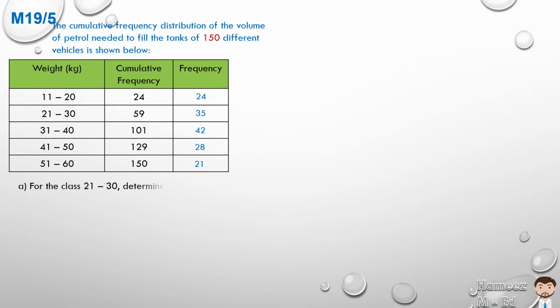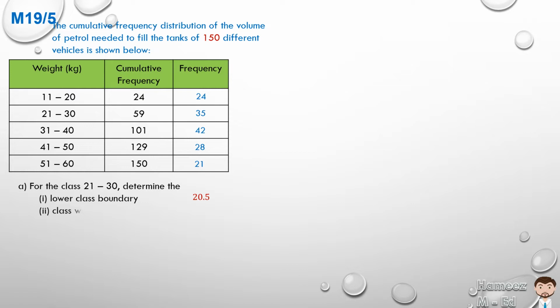For part A, for the class 21 to 30, determine the lower class boundary. So 21 to 30 would be our second interval, and we can see there that 21 is our lower limit. If we're looking for our lower class boundary, it means that we're closing up the space between the 21 and the 20 from the first interval. As such, to close up the space, it means we're meeting halfway between 20 and 21, which would be 20.5.